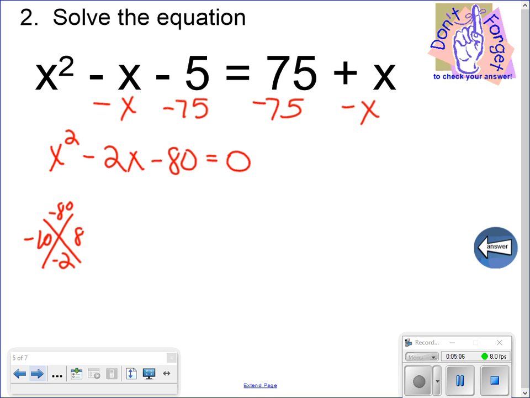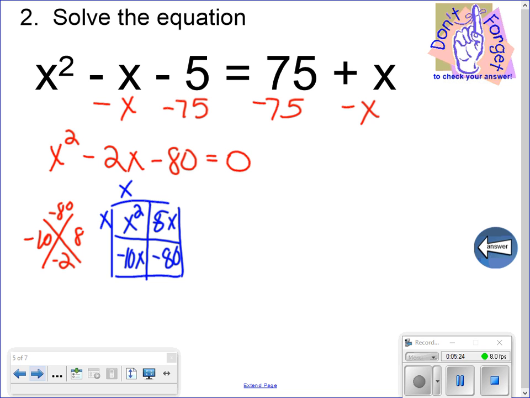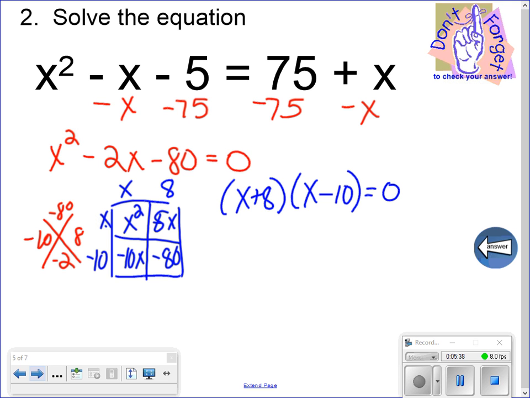And then if we put it in the box, in the top box goes the first term and the bottom box goes my C term, and then we have negative 10x in one box, positive 8x in the other box, and then we go through our process. x times x gives me x squared. x times 8 will give me 8x. x times negative 10 will give me negative 10x. And so our two factors are x plus 8 and x minus 10, and we set them equal to 0.